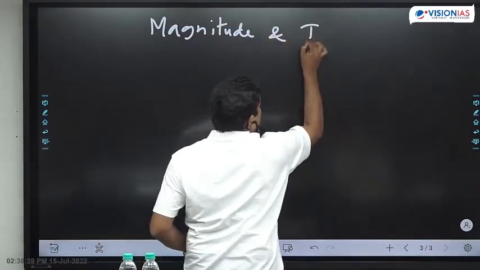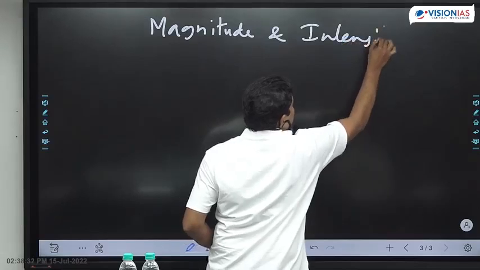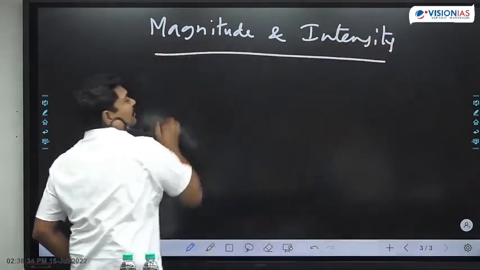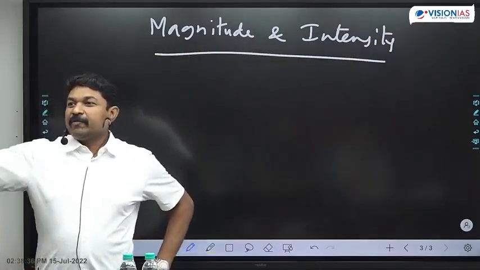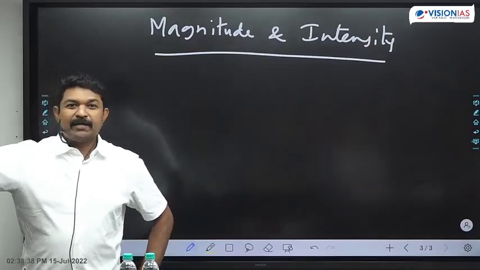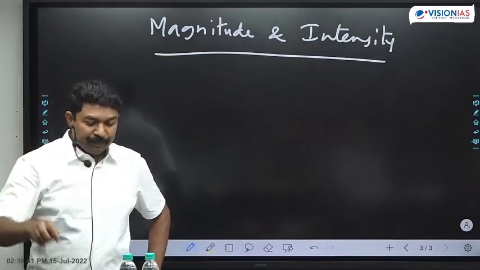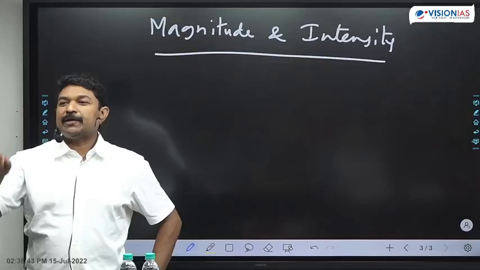Another one is called intensity. Have you ever come across an earthquake that happened at a magnitude of 8 on the Richter scale? This is what you will be coming across. Now, what do you mean by magnitude? What do you mean by intensity?